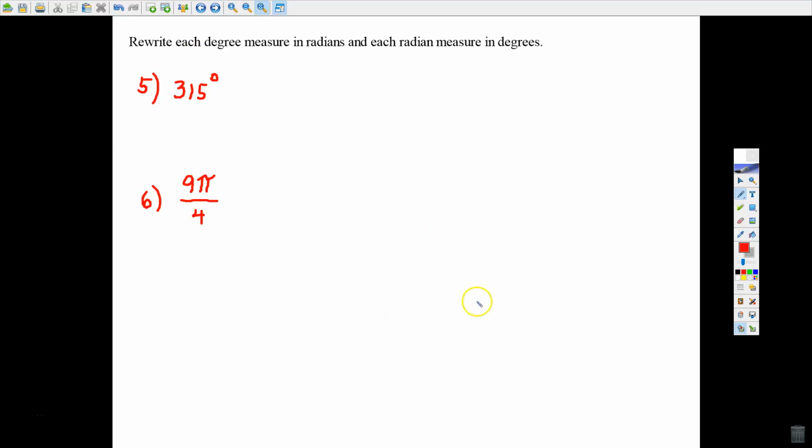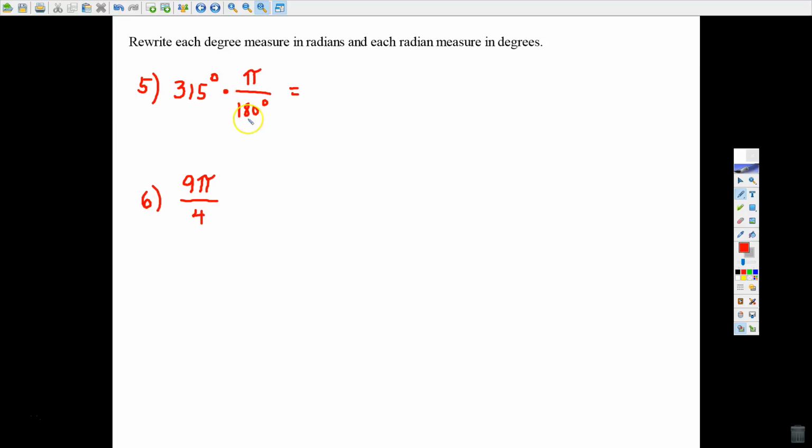All right, number 5, a little exercise in changing from degrees to radians, radians to degrees. So here's my conversion factor. If I want to go from degrees to radians, I multiply by pi radians over 180 degrees. And this needs to be in terms of some multiple of pi. So we're going to reduce. We're going to try to find a number that will hopefully divide into 180 and 315.